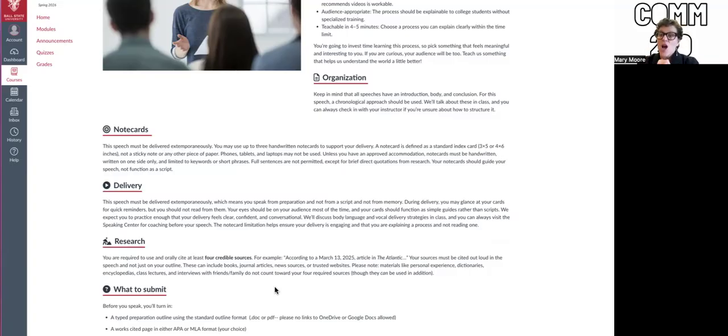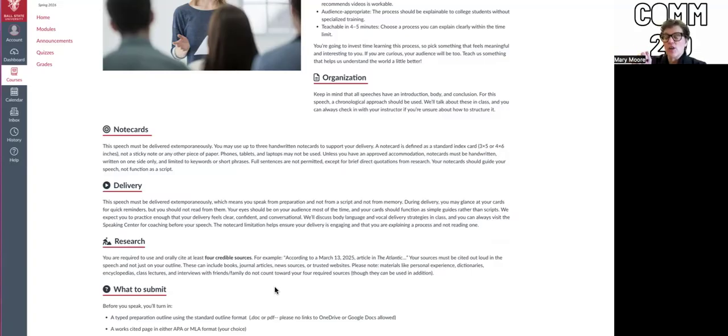So you can always stop by the main office in the communication building and receive a note card. And if you are in the in-person classes, your lab instructor will distribute those to you. And so a piece of paper cut up or a Post-it note is not a note card. We want you to practice with note cards in the class.